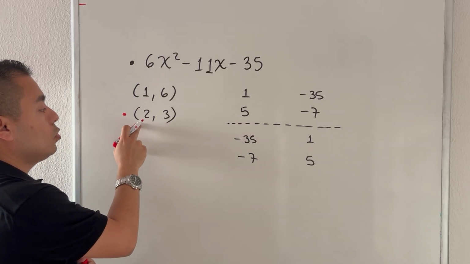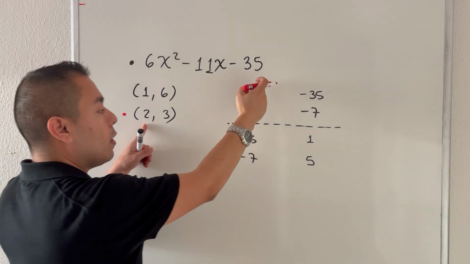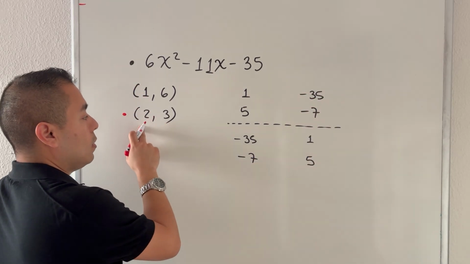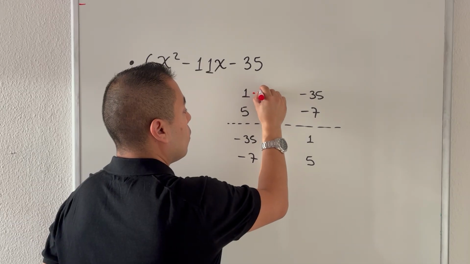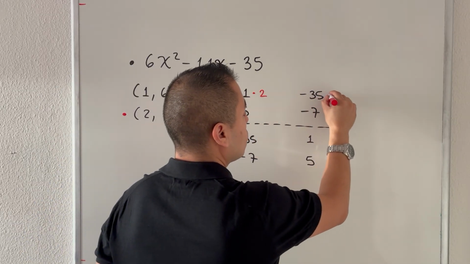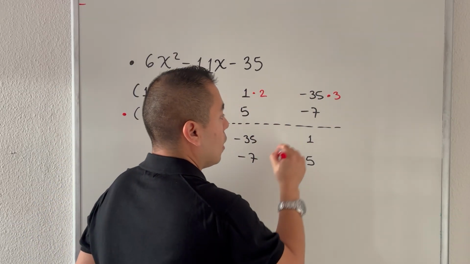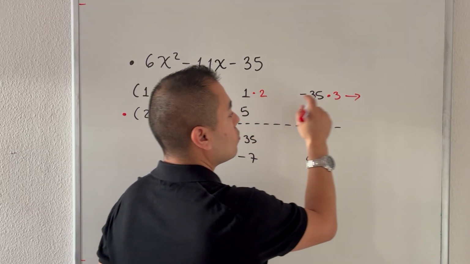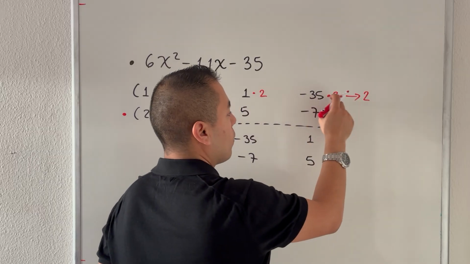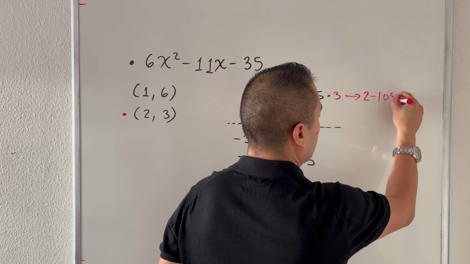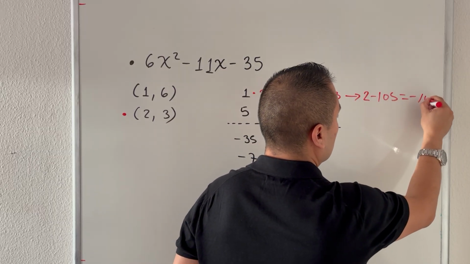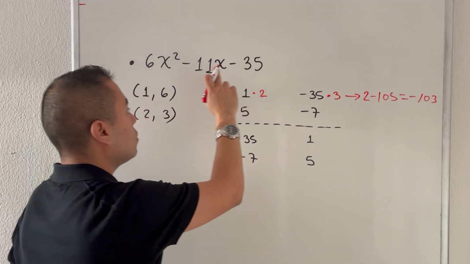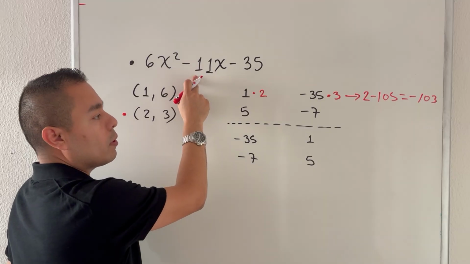So I would say 2 and 3. The number 2 will multiply the first column and the number 3 the second column, okay? So let's do that. The number 2 will multiply the number 1 and the 3 the minus 35, and the result I will write over here. So 1 by 2 is 2. Minus 35 by 3 is minus 105. The result is minus 103.